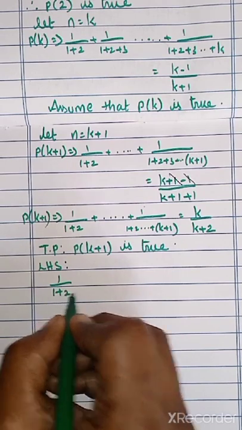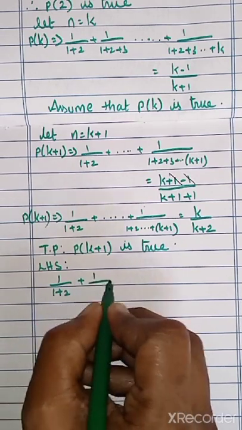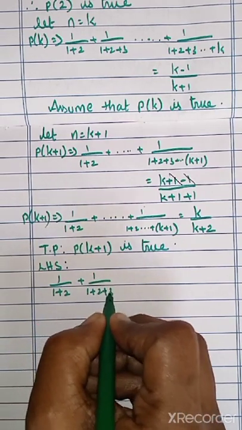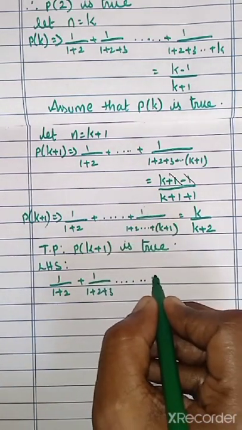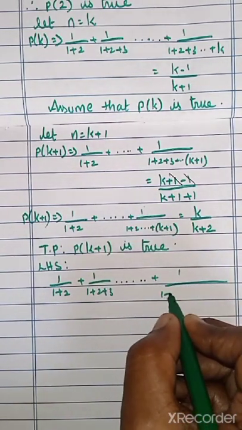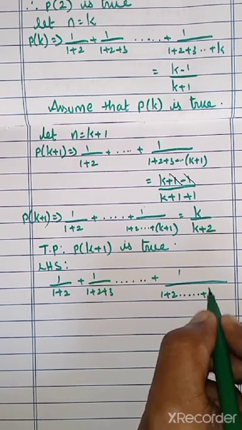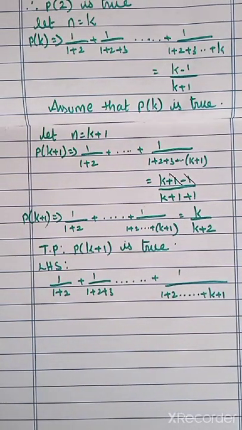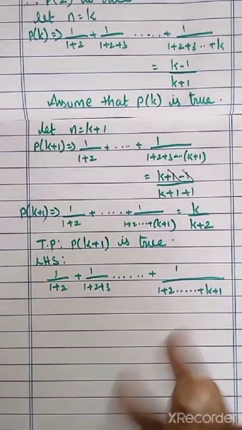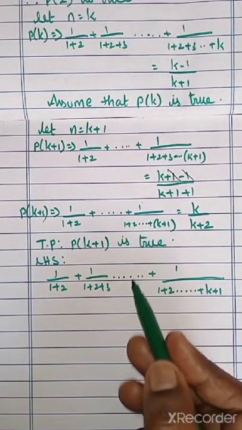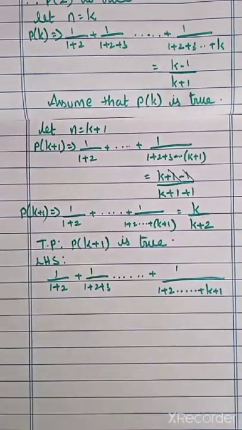1 by 1 plus 2, 1 by 1 plus 2 plus 3, etc., up to this last term, 1 by 1 plus 2 plus etc. up to k plus 1. Correct? Now, what do we have to do? We have to take the previous term of this term.